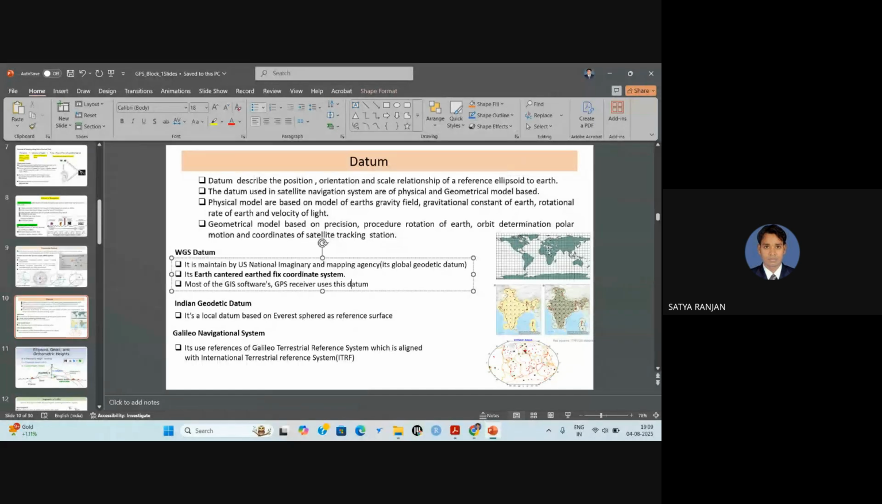So these are all the datums. This is the WGS datum, then it is the Indian geodetic datum, and this is the Galileo navigational system datum.